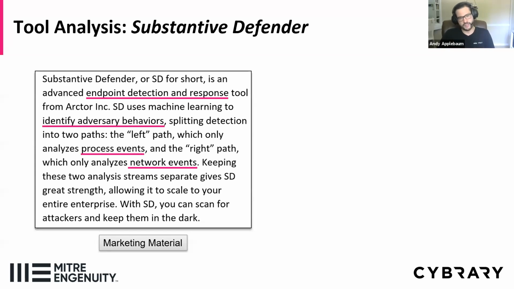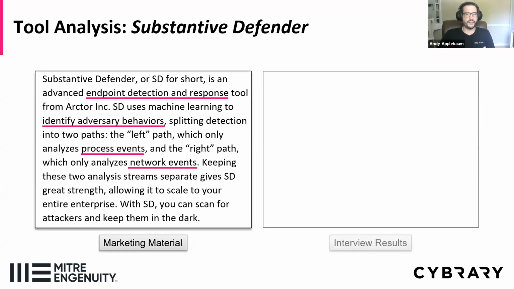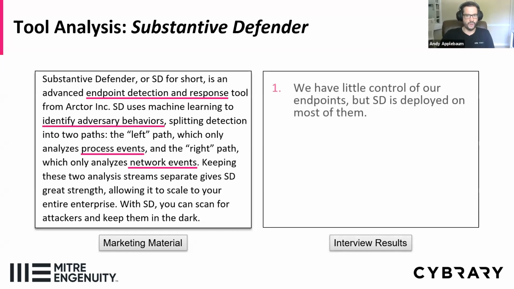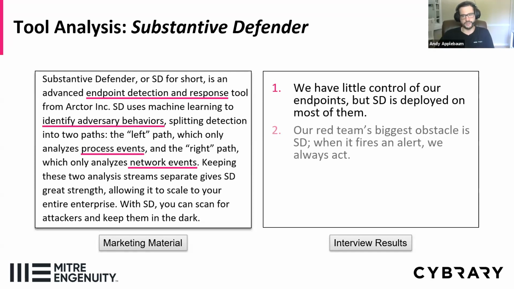To try to get more specifics, we can talk to the SOC and go for some interview results. Here we might find that the SOC says they have little control of their endpoints, but SD is deployed on most of them. That's a great thing, because it means that whatever coverage is afforded by this tool is going to be throughout the SOC on most of the endpoints. They also say that their red team's biggest obstacle is this Substantive Defender tool. Whenever it fires an alert, they always act on it.